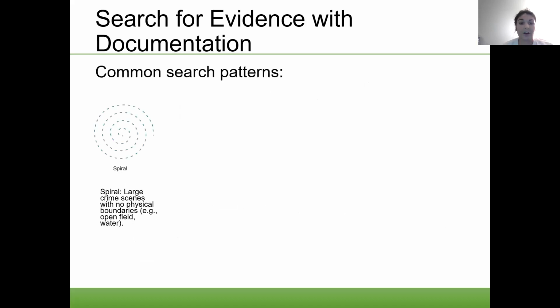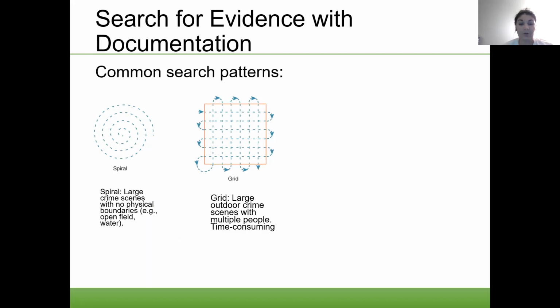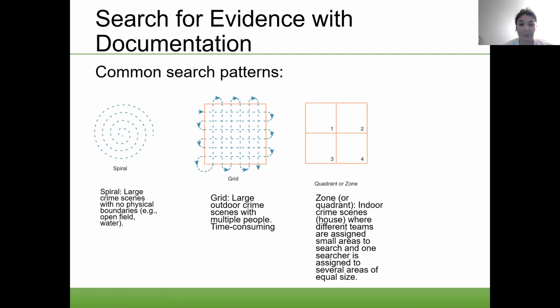So there are a couple common search patterns. Spiral: if you have a large crime scene with no physical boundaries, like an open field or water, you go in a spiral pattern to look for evidence. With a grid, if you have a large outdoor crime scene with multiple people, it's time-consuming going this way, but you can see that it's all going one direction. It's not everyone going all over the grid. The grid is in all one direction in one line.